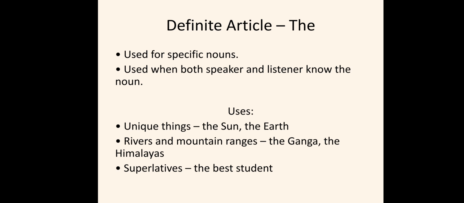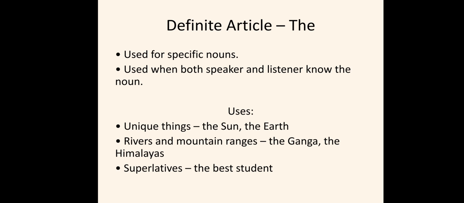Now we are going to discuss definite articles. The definite article has only one word, the, and we use it before any specific noun. Specific noun meaning which is known by the speaker and listener as well. I say this again: a specific noun is one which is known by the speaker and listener both.